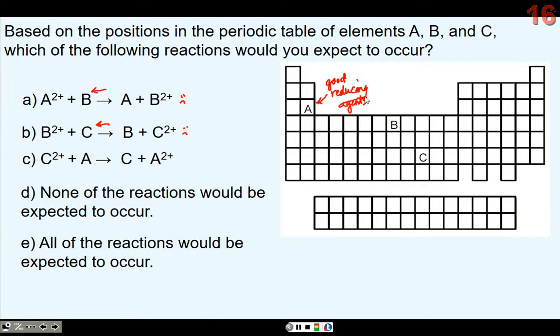Now that makes sense because A is a good reducing agent. It's likely to react with the ion of element C. So that one is the best choice on this.